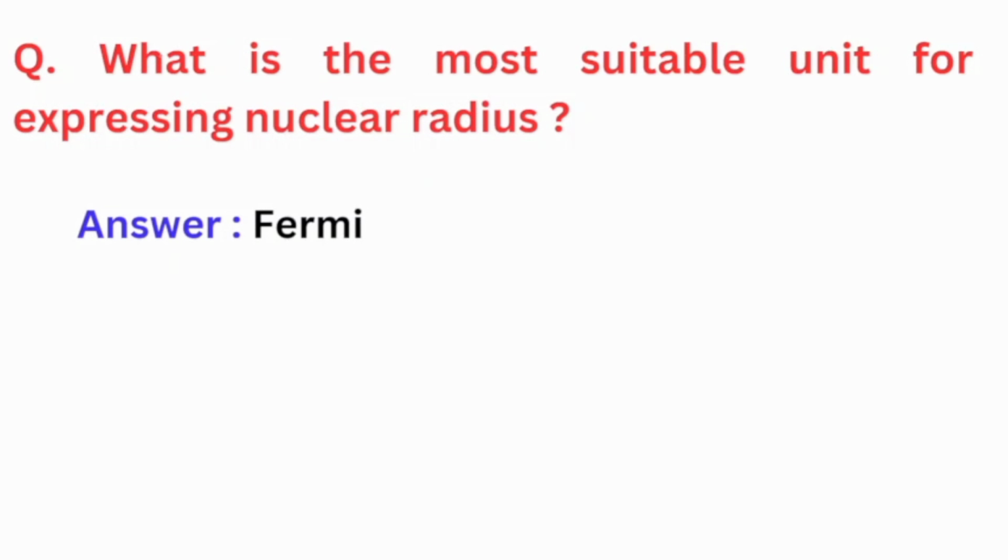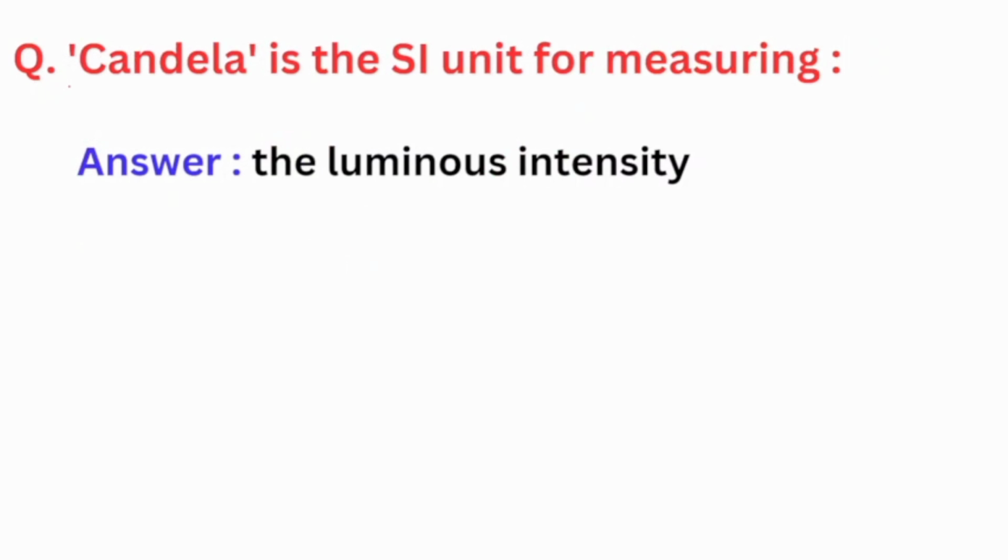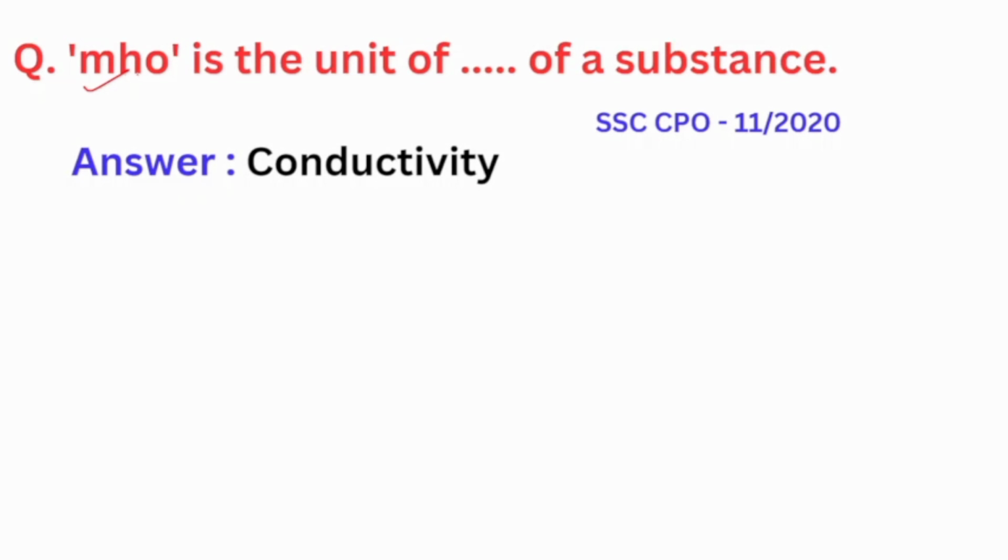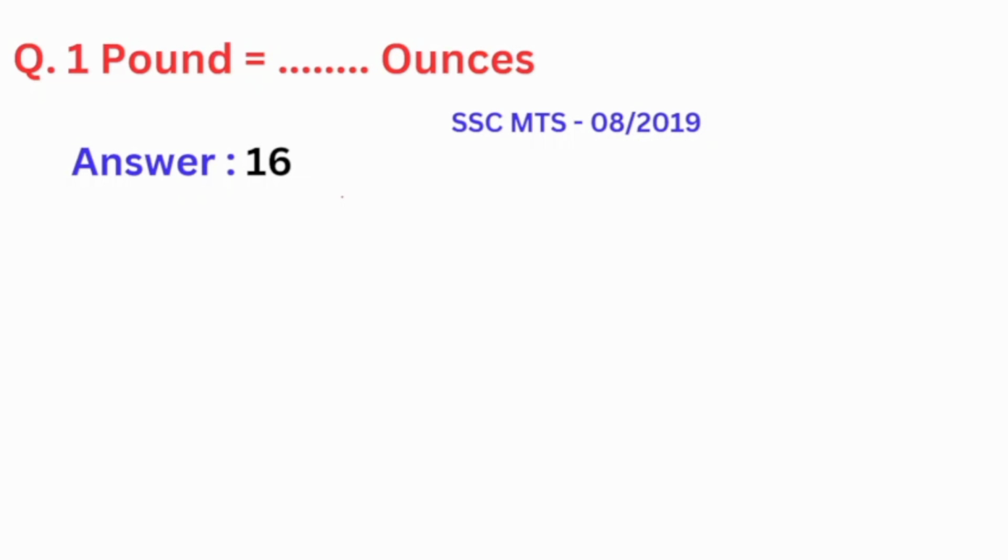Fine. What is the most suitable unit for expressing nuclear radius? Then the answer is Fermi. Candela is the SI unit for measuring the luminous intensity. Mho is the unit of dash of a substance. The answer is conductivity. 1 pound equal to how many ounces? The answer is 16 ounce equal to 1 pound.